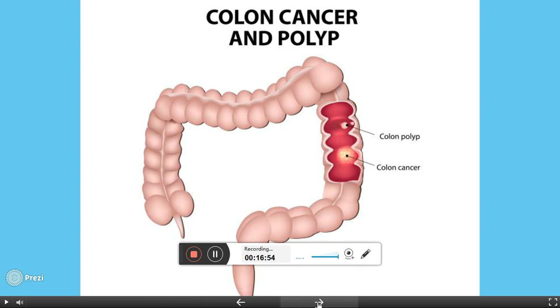Polyps are abnormal growths of tissue in the inner lining of the colon or rectum that are benign. They can sometimes turn into cancer, and there are several types of polyps. Adenomatous polyps can change into cancer, and they're considered precancerous. Hyperplastic polyps and inflammatory polyps are non-cancerous, but all polyps are removed just to be safe.